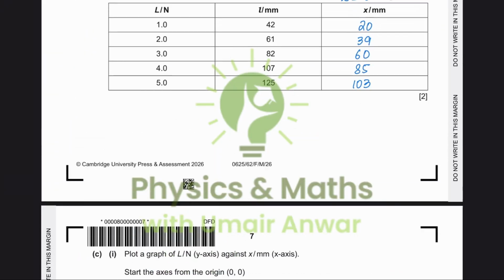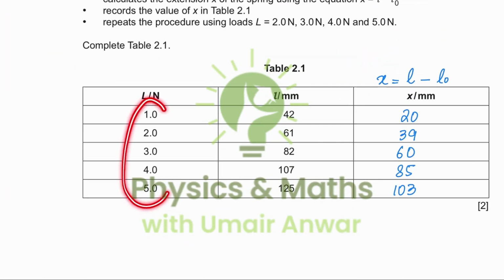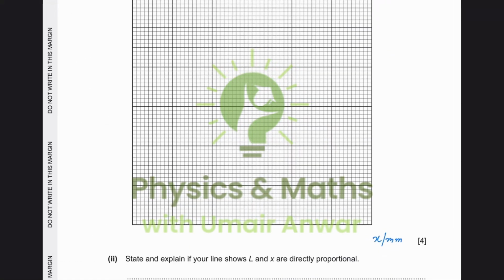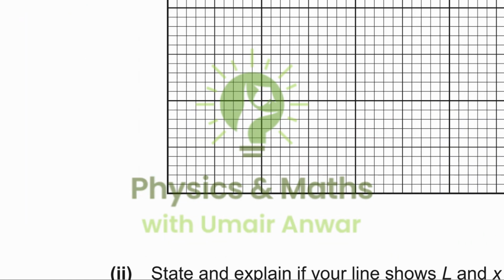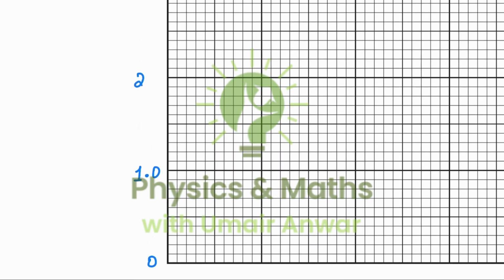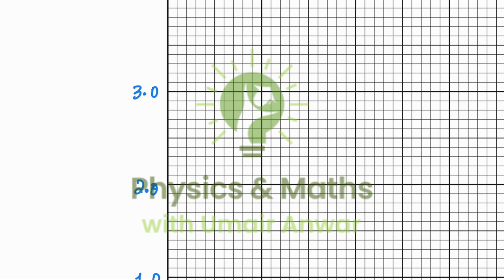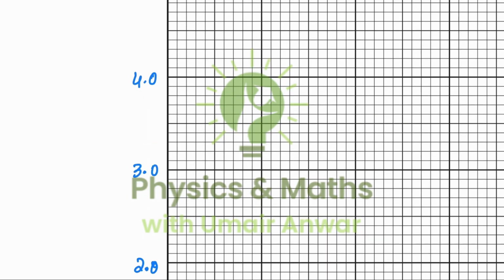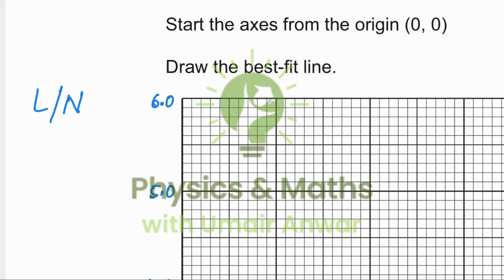Now, the second thing is we have to scale the axis. So for load, it's simple, 1 to 5, and the number of boxes we have is 1, 2, 3, 4, 5, and 6. So we have to start it from origin, as was the instruction of the examiner. So this is 1.0, 2.0, the next one is 3.0, 4.0, 5.0, and the last one is 6.0.